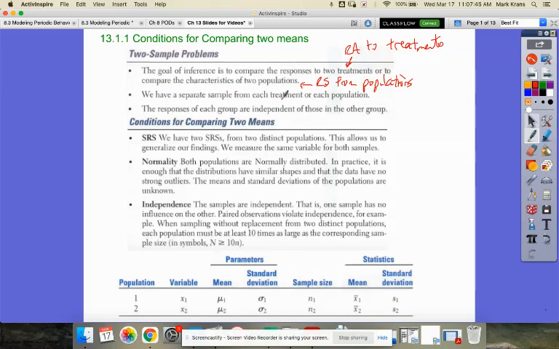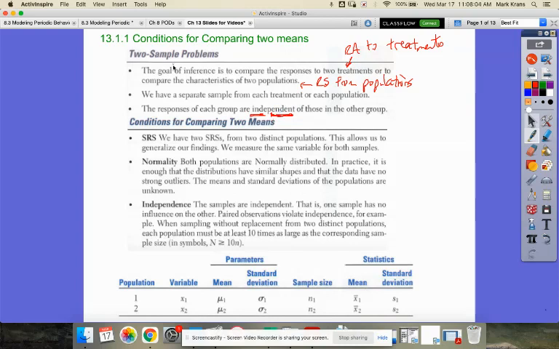So we have a separate sample from each treatment or each population, and the responses of each group are independent of those of the other group. So for independence, there can't be interaction between the two groups. All right, and so we want to have independence.